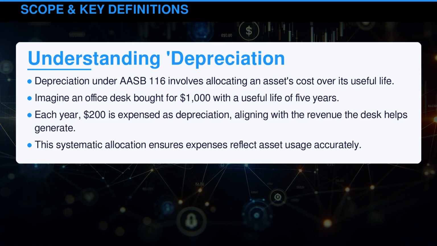Depreciation under AASB 116 involves allocating an asset's cost over its useful life. Imagine an office desk bought for $1,000 with a useful life of 5 years. Each year, $200 is expensed as depreciation, aligning with the revenue the desk helps generate. This systematic allocation ensures expenses reflect asset usage accurately.